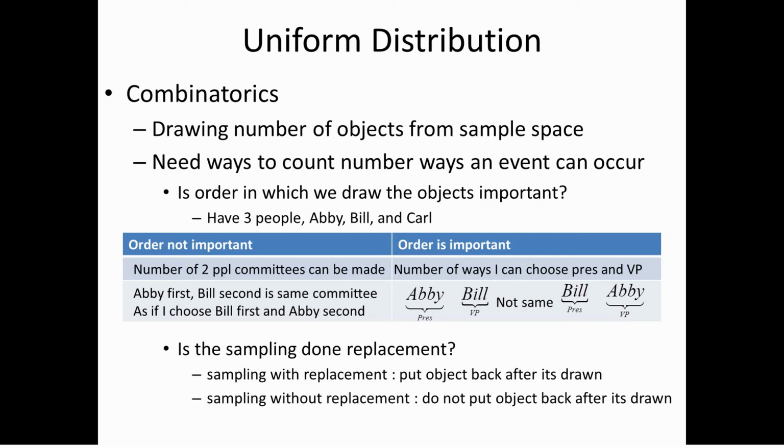A second consideration that's very important when we're counting the number of ways something can occur is whether or not the sampling is done with replacement. What that means is if we take something out of the sample space and then we put it back in, that's sampling with replacement. We replace that object after we draw it. But if we don't put the object back in, then it's sampling without replacement. And these two things, order and replacement, are the 2 main things that are going to determine how we count the number of ways something can occur.